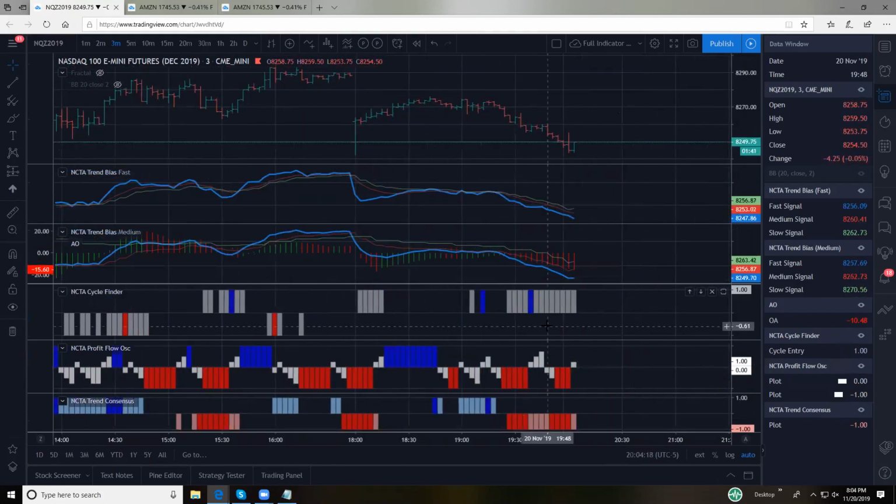So what that means is you could have a different tab, a whole new chart open, where all you have are the 2 trend bias and the AO. And then you could have another chart open where all you have is the cycle finder, the oscillator, the trend consensus, and the AO. Both of those charts you could have even side by side. They're just different tabs on your web browser. You could have your web browser just side by side, so you're still seeing all of the indicators, and it's just a workaround if you are reluctant to upgrade to Pro Plus.